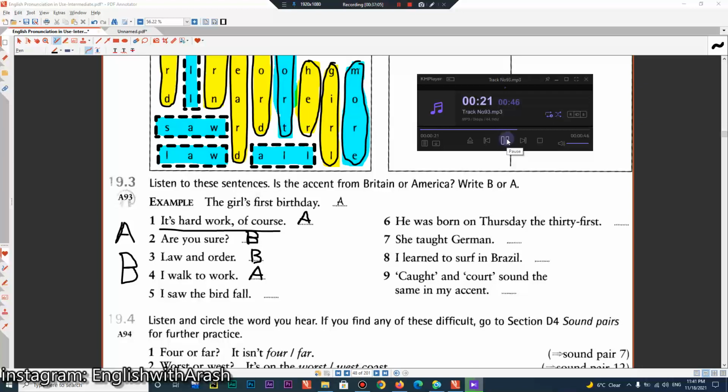Number 5. Yes, this is also American because you're saying saw with an aw sound, and fall. So it's American, yes. Let's go to some more tests about British and American.